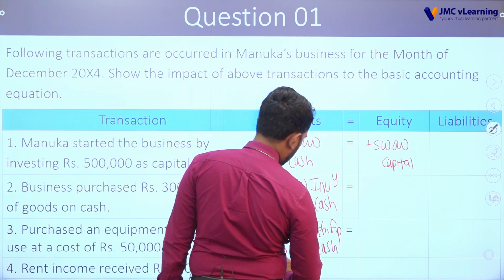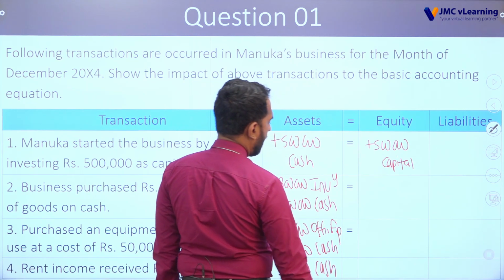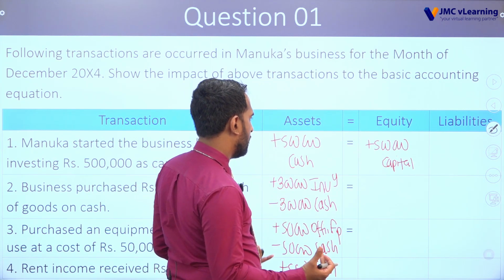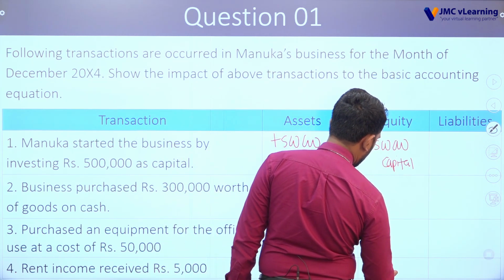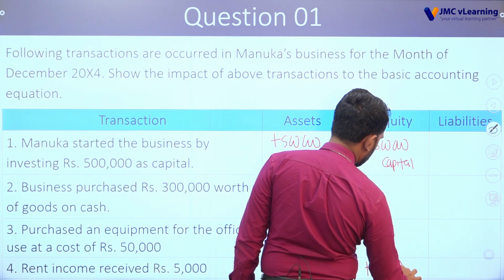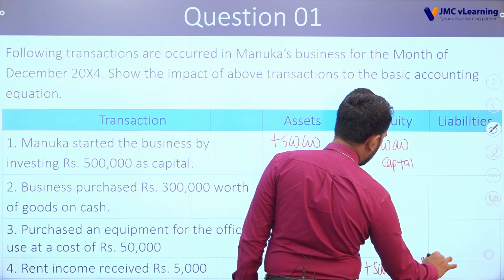Rent income received 5,000. When you are receiving a rent income, what will happen? As a result of receiving the rent income, the cash will increase. And as a result of the rent income, your equity, your profitability will increase. So that will be added to the owner. The profit will increase due to the rent income.